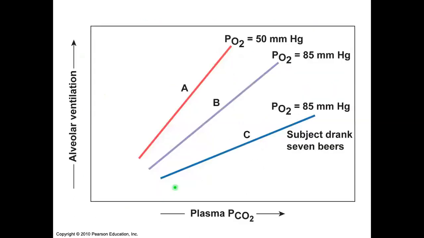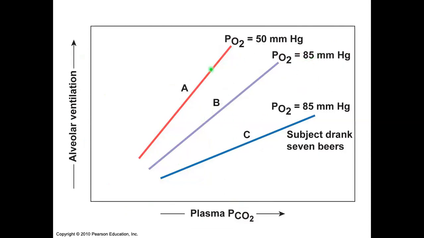Let's end then with alveolar ventilation and CO2 levels. So letter B is normal. As CO2 increases, alveolar ventilation increases, right? And this is with normal oxygen levels. So this is 85 millimeters of mercury. So the units are millimeters of mercury.